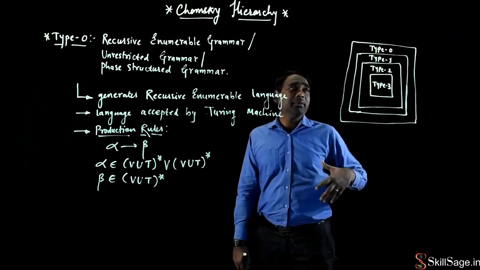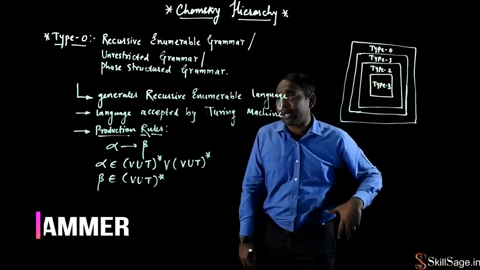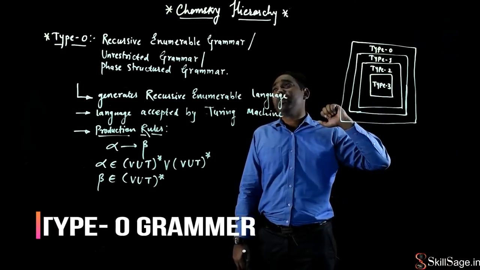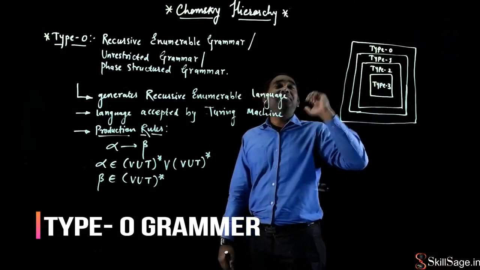This is a Venn diagram, right? You'll come to know that type 0 is a superset of all those types, right? So what is the type 0 grammar and why is it the most powerful grammar? We'll see the type 0 grammar here.